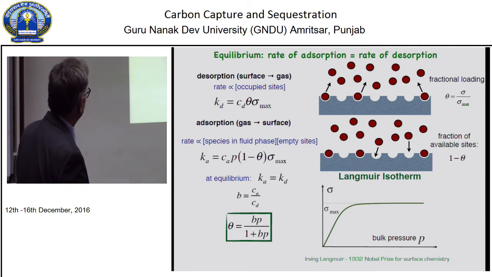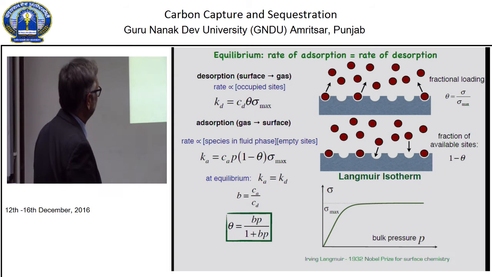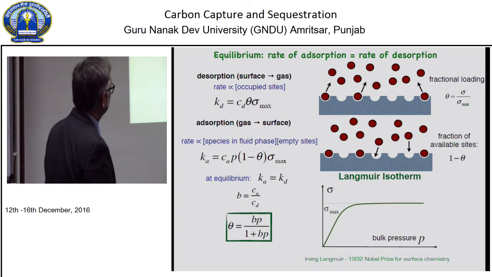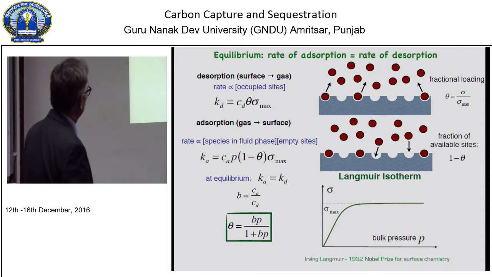There's the maximum number, there's the concentration. I also have adsorption now from the gas back onto the surface, and that is proportional to the number of available sites, which is 1 minus the ones that are already adsorbed. And so I have a different equation that looks at the rate at which species in the gas phase and the empty sites sort of react with each other.